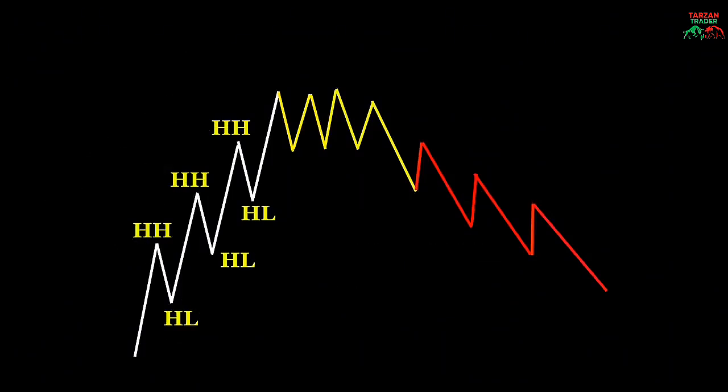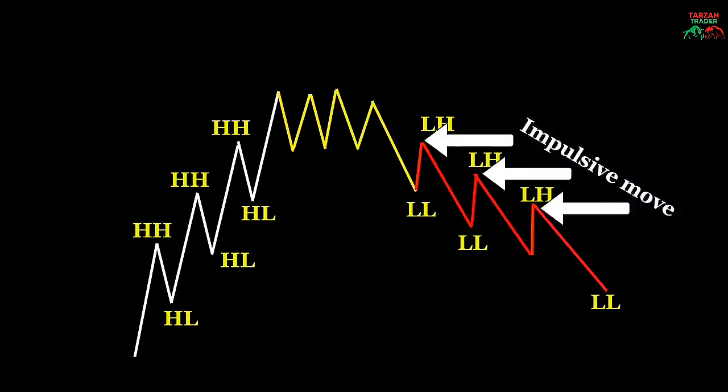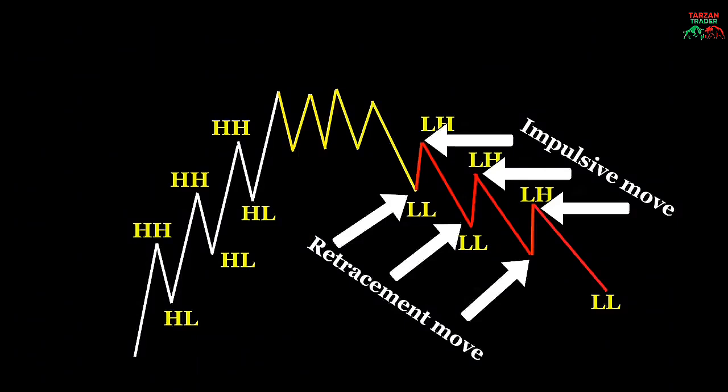A downtrend is just the opposite. It's like walking down an escalator that's going faster than you expected. Price keeps making lower highs and lower lows, meaning sellers are stronger than buyers. A downtrend follows the same structure as an uptrend, but in reverse. It consists of 2 key movements. Impulsive move, a strong drop where sellers dominate. Retracement move, a temporary pullback before price continues lower.